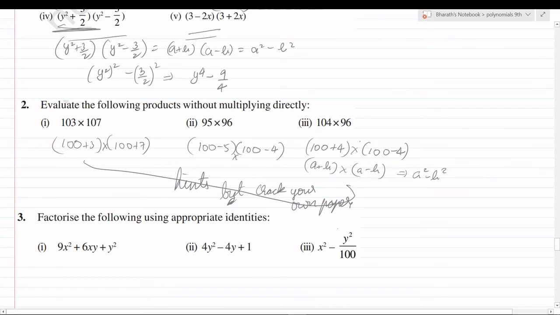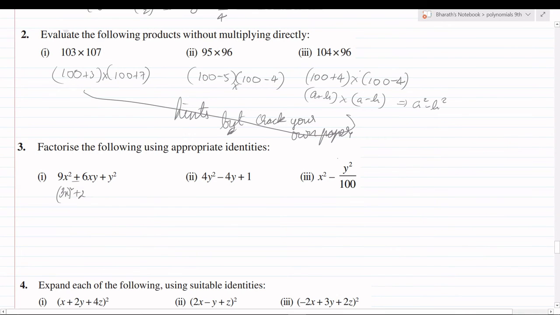Now factorize the following using appropriate identities. And here, it's an A plus B whole square formula, because all are plus. So it will be like 2 into 3x and y, because y square is the same thing. Then you have to bring it as 3x plus y whole square. Done. Same thing here, do it. This question is kind of difficult. Find your own way outside.